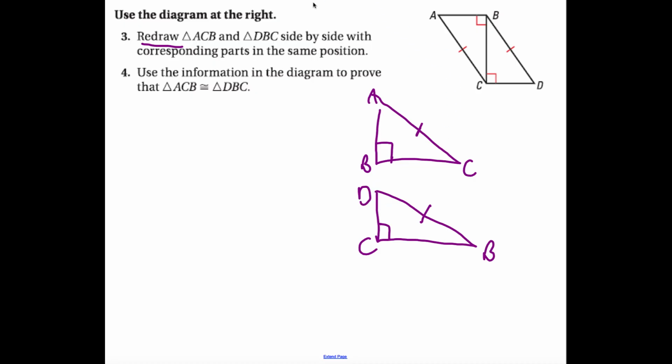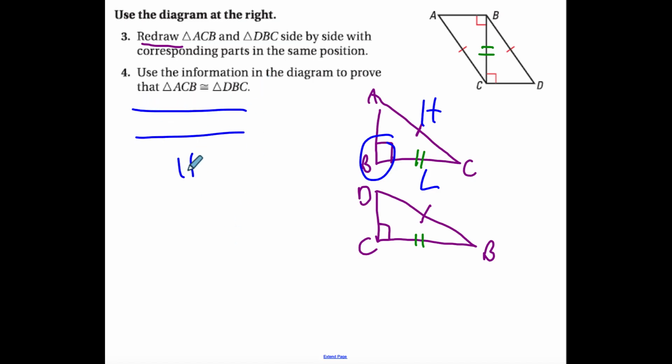Now the one other thing to keep in mind is that BC is part of both of these triangles. Notice that. So I can mark BC as a shared side. And suddenly what do we have? Well, we have a hypotenuse, we have a leg of a right triangle. And so that's why we can prove this by using the HL congruency. This one is a theorem. This one's actually one of the few theorems about congruency that we have, all right?